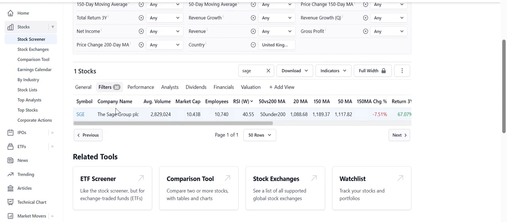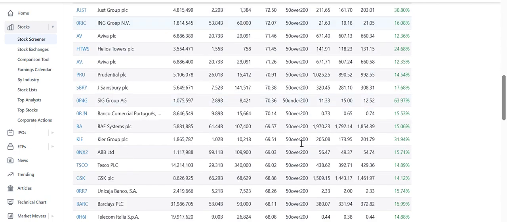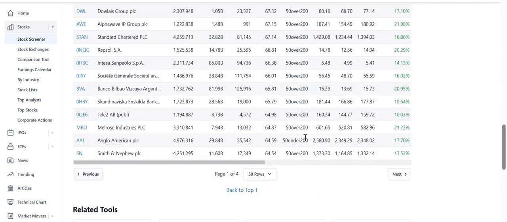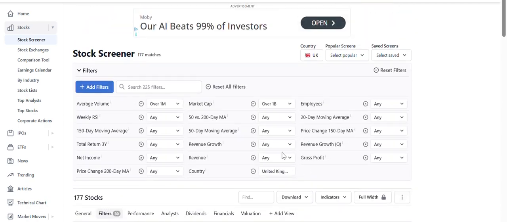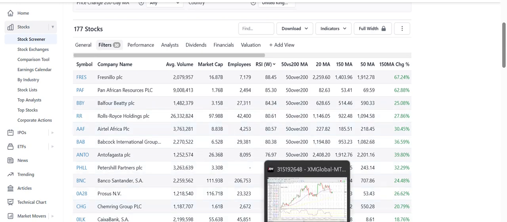So if I then clear this one, we've got 170 stocks that we can choose from. Now, once we put in the criteria that we're looking for, then it's all good. We just then put it here, get the stocks there, and then we'll go over to our MetaTrader.